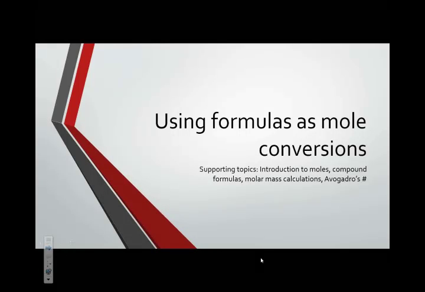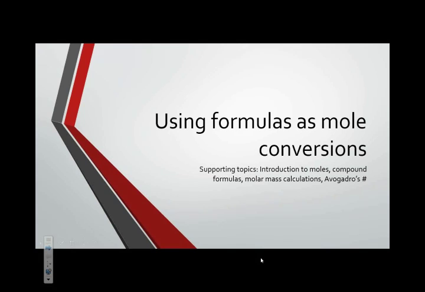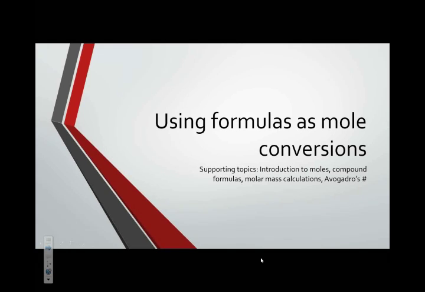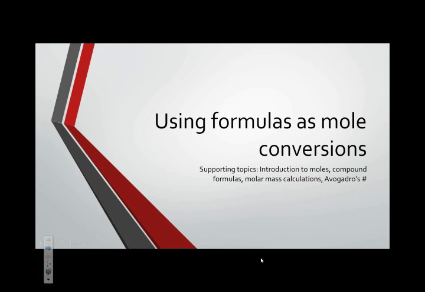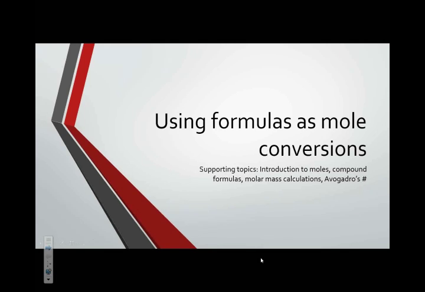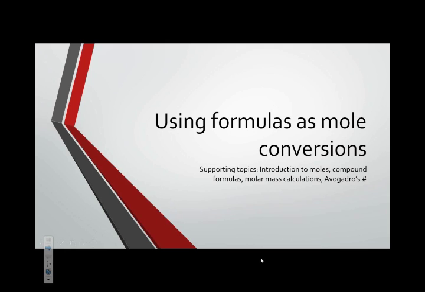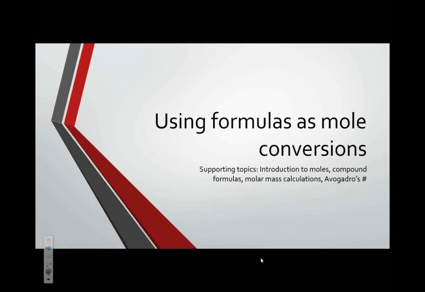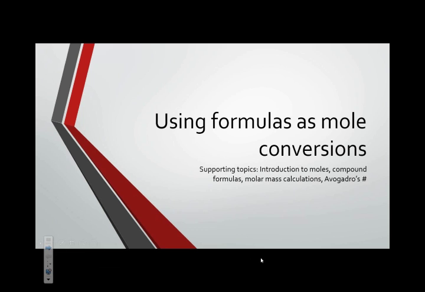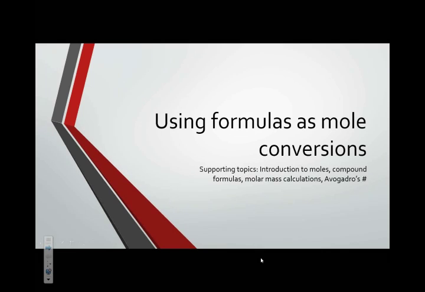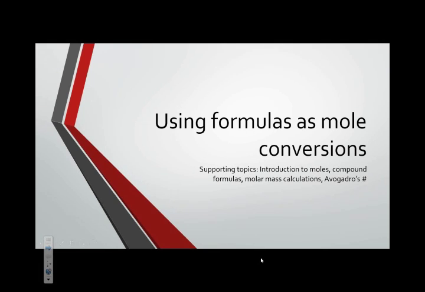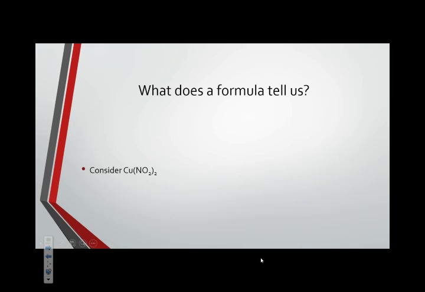We have 4 different types of mole conversions that we use: molar mass, balanced chemical reactions, Avogadro's number, and we can also find mole conversions in chemical formulas. For this video, I do some problems that require that you already have watched the molar mass calculation video and Avogadro's number. So if you haven't done those yet, take a moment and take care of that, as well as the introduction to moles and familiarity with what a compound formula is first.